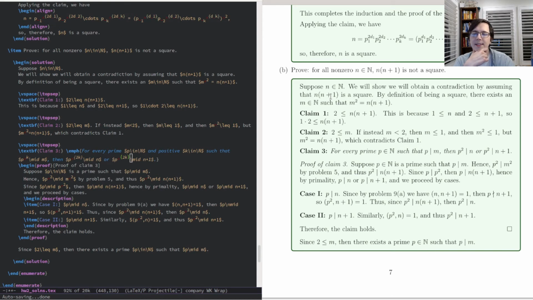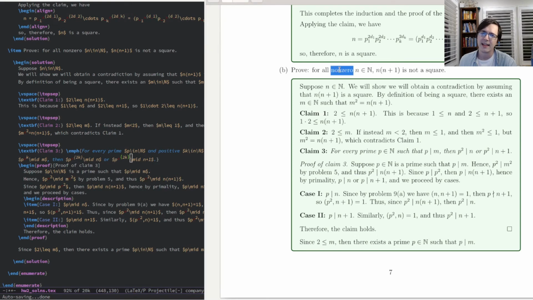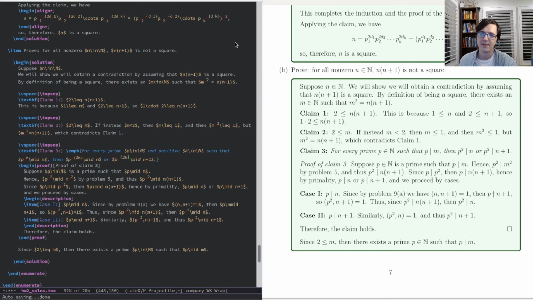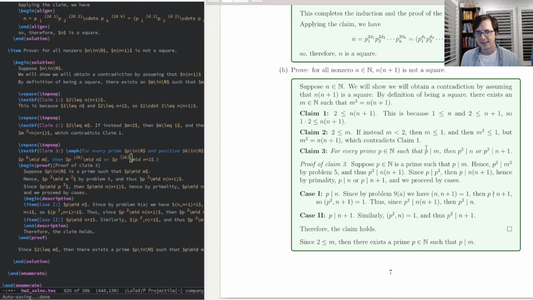Okay. Since they're both squares, n has to be 0, because there are no consecutive squares except for 0 and 1. Okay, so claim 1 and claim 2, we're going to need those, because that's why non-zero is here. Because if it's 0, 0 times n plus 1, that's 0, that's a square. Okay.